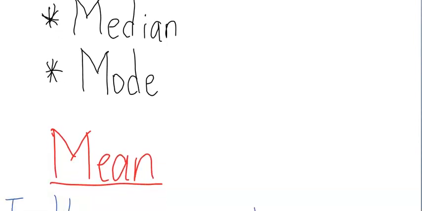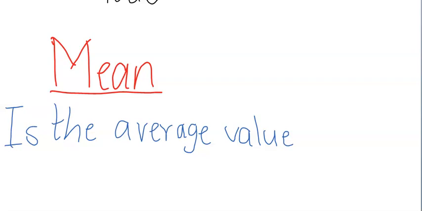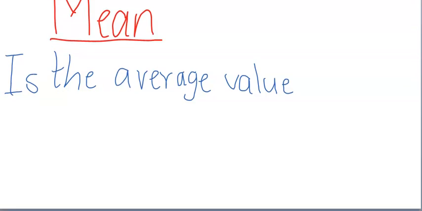The mean is just the average value of a set of values in a sample. As you can see here, we have the mean as the average value. Now, how do we calculate the mean of a given data set? We want to see how we can calculate the mean of a data set.